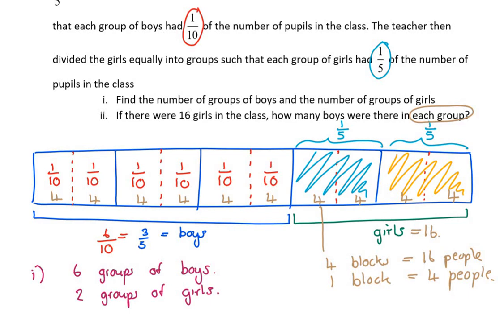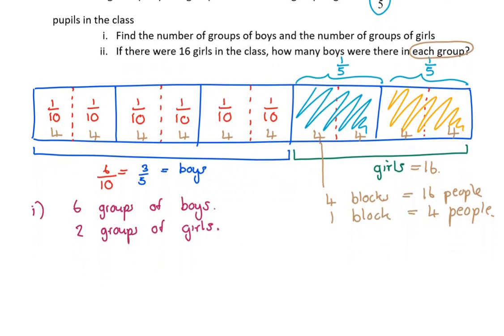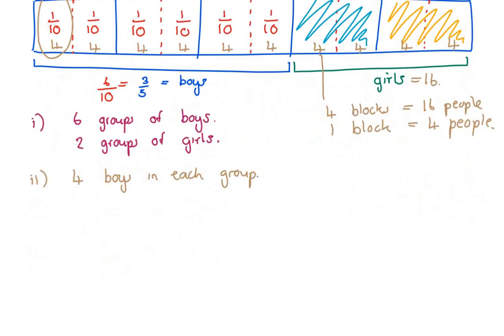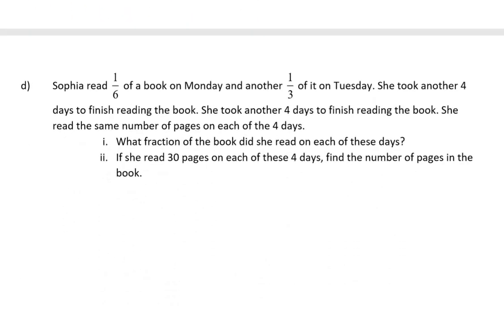So now you can answer anything. You can answer how many boys in each group, how many boys in total, how many children in the class. What was the question here? The question here was, how many boys are there in each group? Well, 1 of these blocks represented a group, so there are 4 boys in each group. Okay, again, a really nice question. Cool, let's soldier on. The more we do, the better we get.